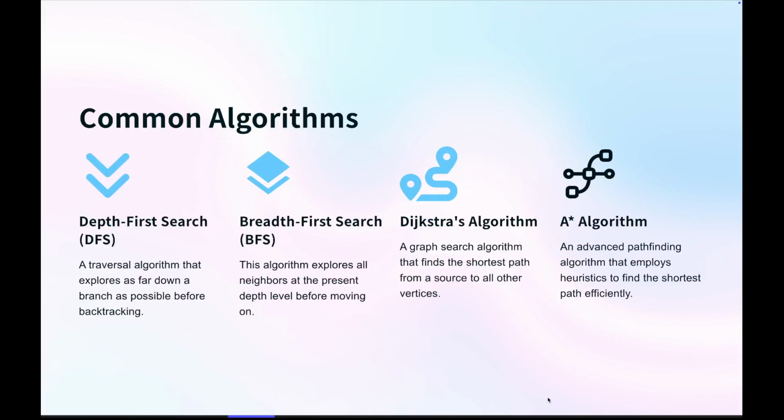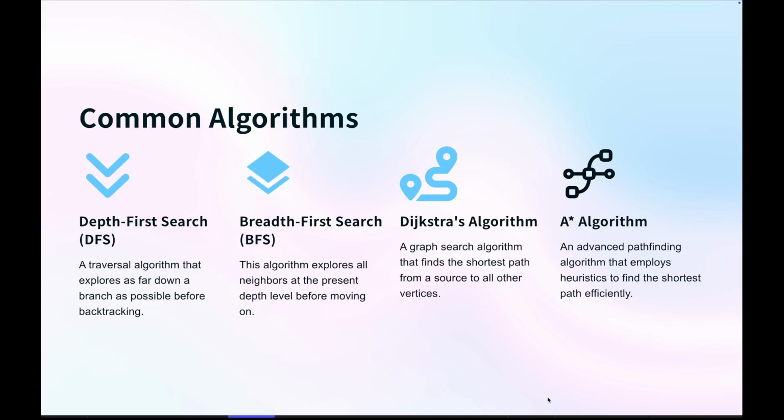Now let's talk about common algorithms regarding graphs. First, we have depth first search, or DFS. It explores as far as possible along each branch before backtracking. It is similar to diving deep into a maze. You can also use depth first search for other data structures like binary trees and other types of trees.